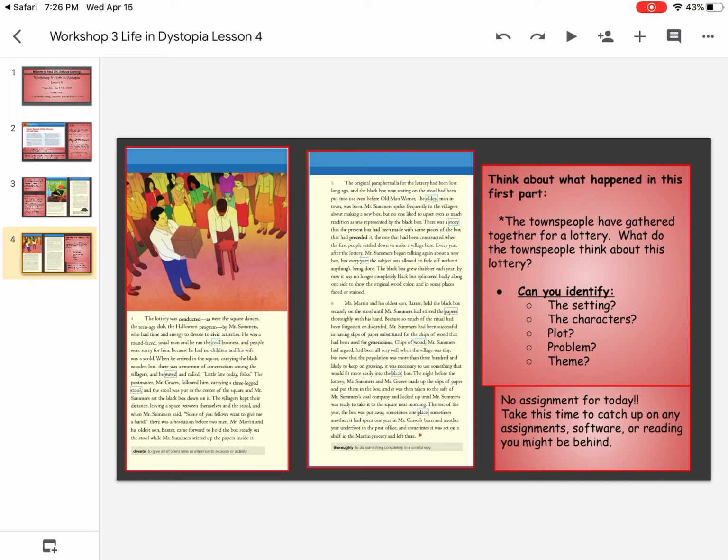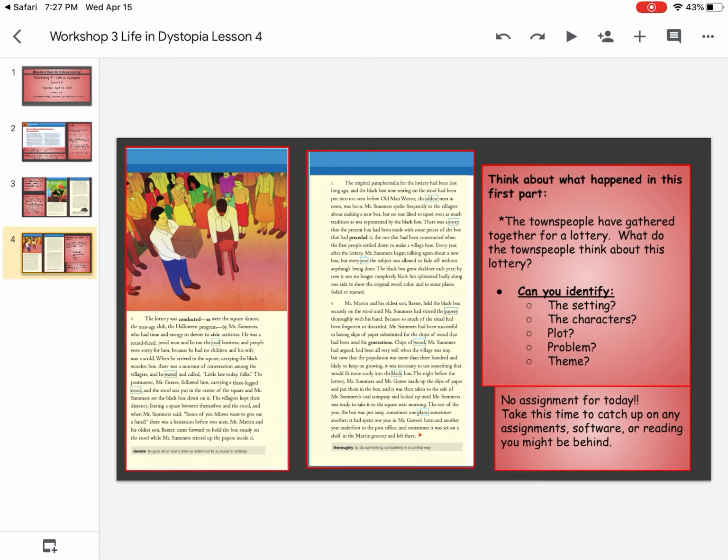Another thing I was thinking about, and I don't know, what do you think? This black box that they're using, does that tell us something? It's very old. It doesn't look like it's in very good shape anymore. They don't take really good care of it. They don't keep it in the same place. So I wonder what is the meaning of this old tattered box in this piece of the lottery.